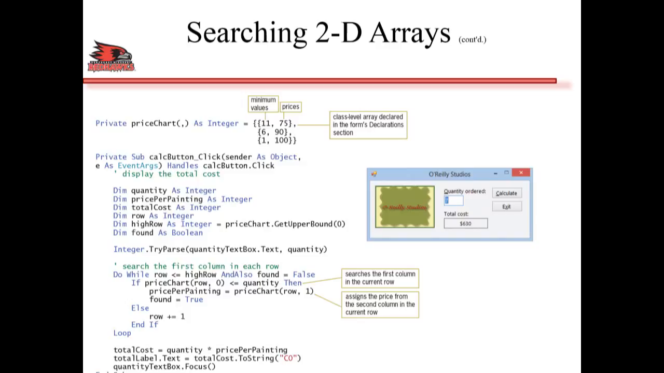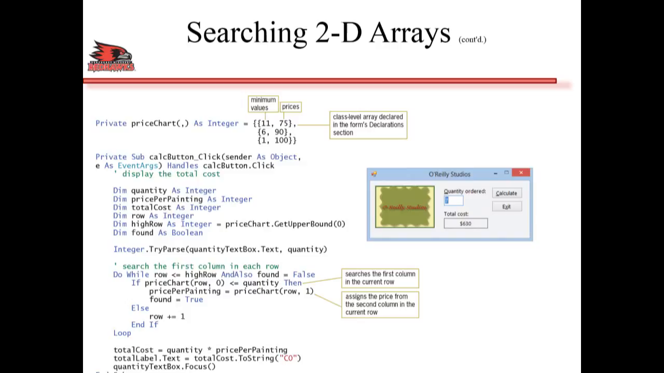So basically what we're doing is assigning the price per painting based on the quantity ordered. If it falls within the range specified by that row, then just assign the price per painting to that and change found to true, else keep on going to the next row. So eventually you will find it. And notice here we have the minimum values in descending order, from 11 to 1. So that's why this code works in that way.